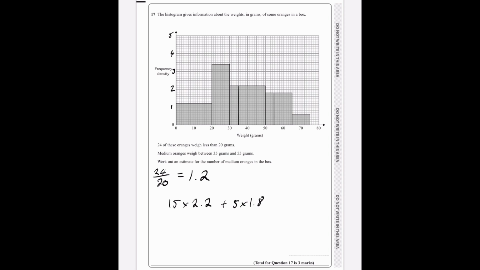So 15 times 2.2 and then 5 times 1.8 gives us the two areas, add them together, and we get 42 oranges. Question 18. If I continue the line for due north at B, if I continue that down into the triangle, I can split that section up into two parts.